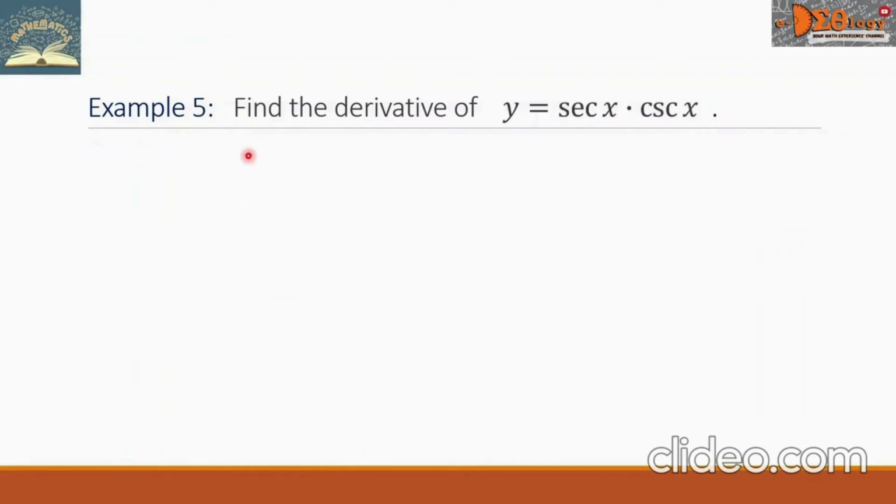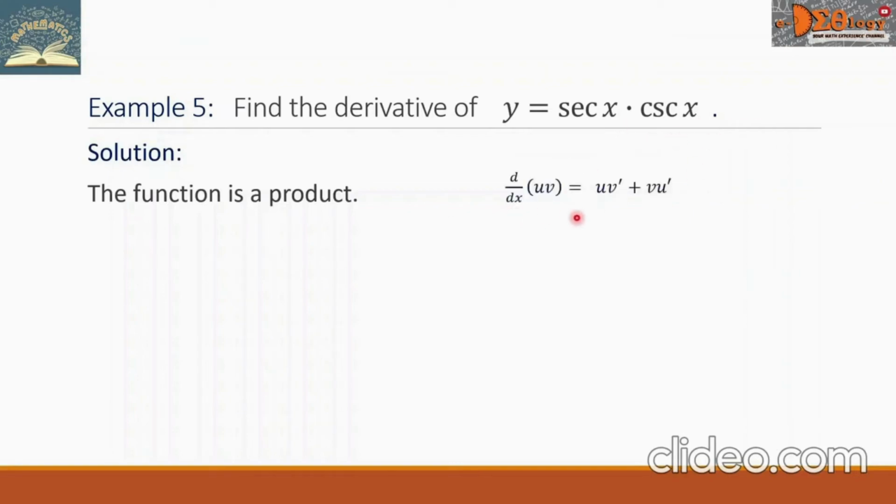Example 5. Find the derivative of y equals secant x times cosecant x. We can observe that the function is a product. So we will apply the product rule. This is our formula. So we assign secant x to be the first function, that will be u, and the cosecant x, that will be the v. Now we use the notation y prime of x. Let's begin taking the derivative.